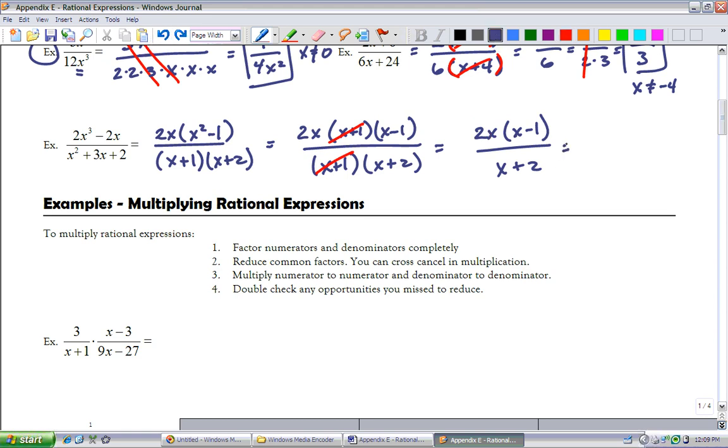Now, some teachers or some books will want you to multiply this out, so if we needed to do that, we get 2x squared minus 2x all over x plus 2, and that would be our final answer. And we want to make a note in our final answer that x in this case cannot equal, if you go all the way back to the beginning where we factored it, x cannot equal -1 or -2.